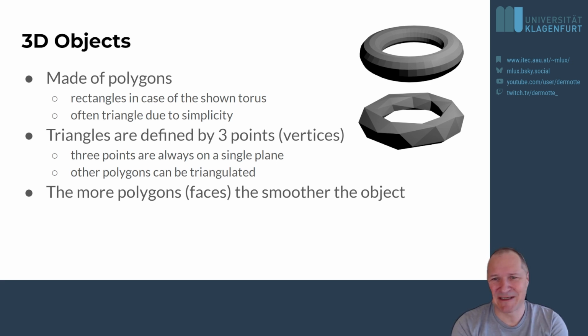Okay, so 3D objects are made out of polygons. Typically, they're triangles. So that's really convenient, because with triangles, not much can go wrong.